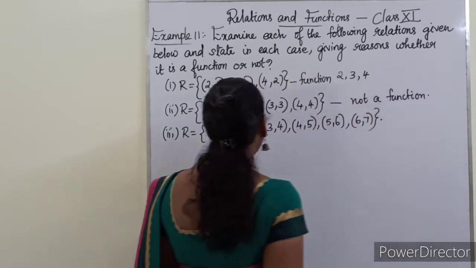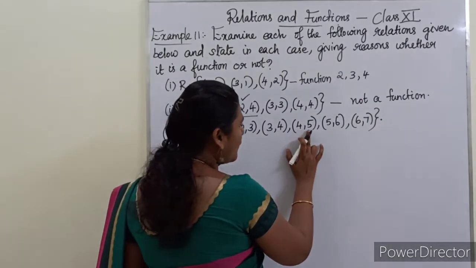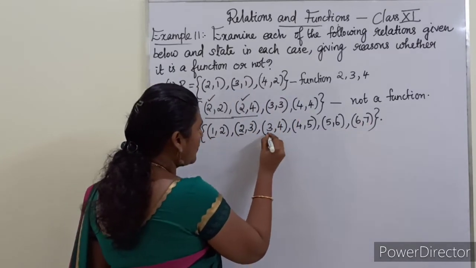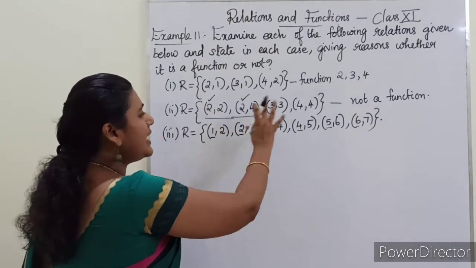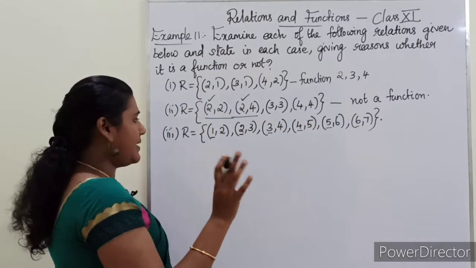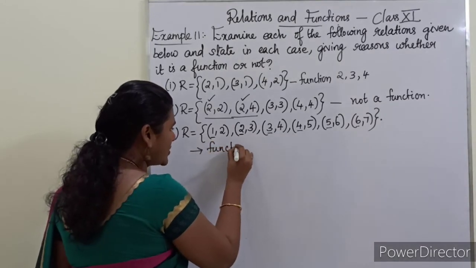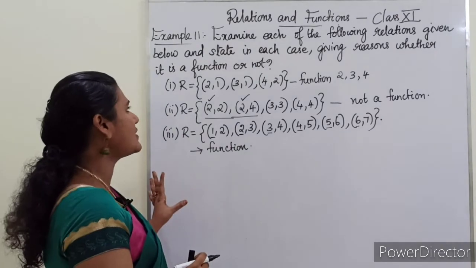Now what about the third relation? Here it is (1, 2), (2, 3), (3, 4), (4, 5), (5, 6), (6, 7). Here, in the domain 1, 2, 3, 4, 5, 6, each first element has a unique image, that is, only one image. So we can say that this relation is also a function. So now you are very clear on this function concept.